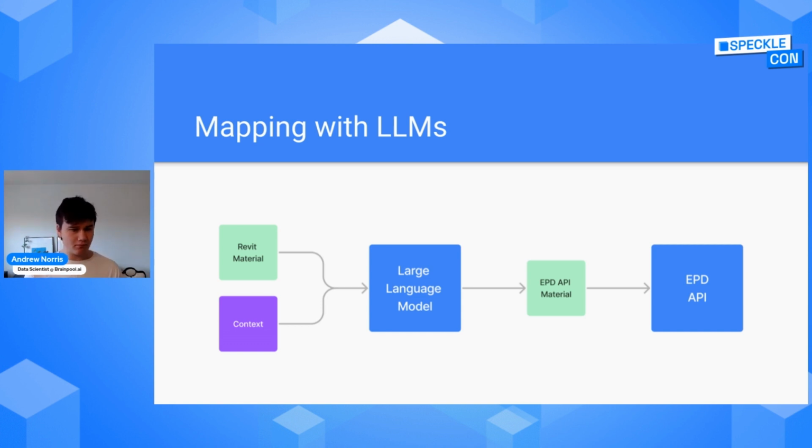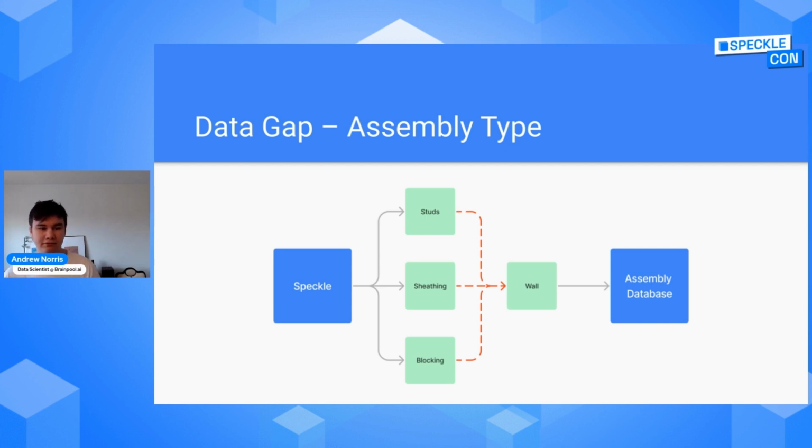The second data gap that we found was trying to actually sort these assemblies into the assembly database. When working with Speckle, or building in general, it's not always guaranteed that your model is going to tell you it's a wall. It may just come through as a collection of studs, sheathing, and blocking. And there needs to be some way to be able to say, hey, this is a wall. We can save it with the walls. It'll be used as a wall from now on. And I'll get into the specifics of why that's tough later in this presentation.